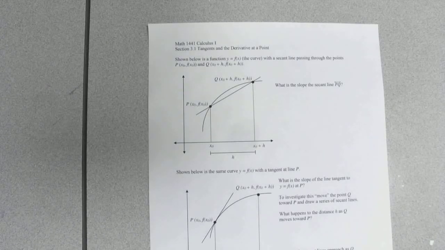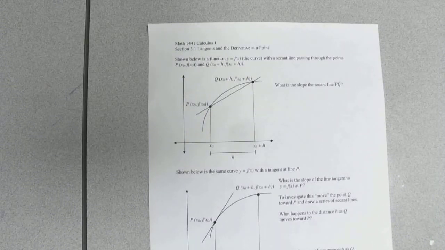Okay, we're going to start chapter 3 and then section 3.1, tangents and the derivative at a point. Up to now we've been discussing limits, and the discussion of limits was really to get us to this thing that we're going to call the derivative.